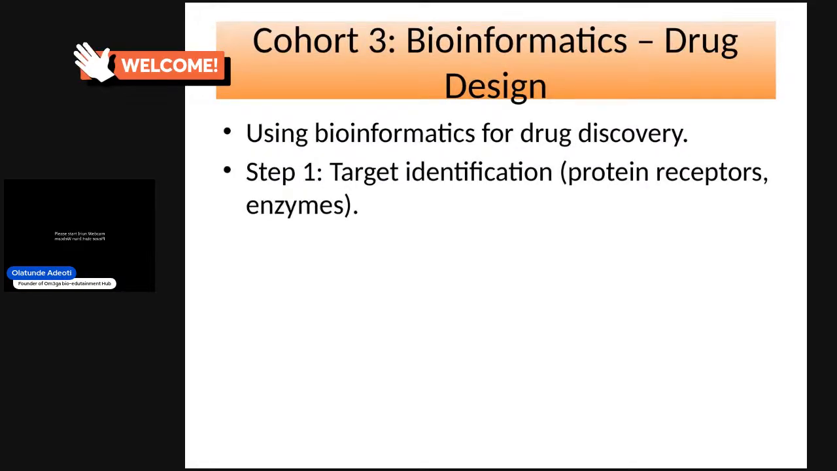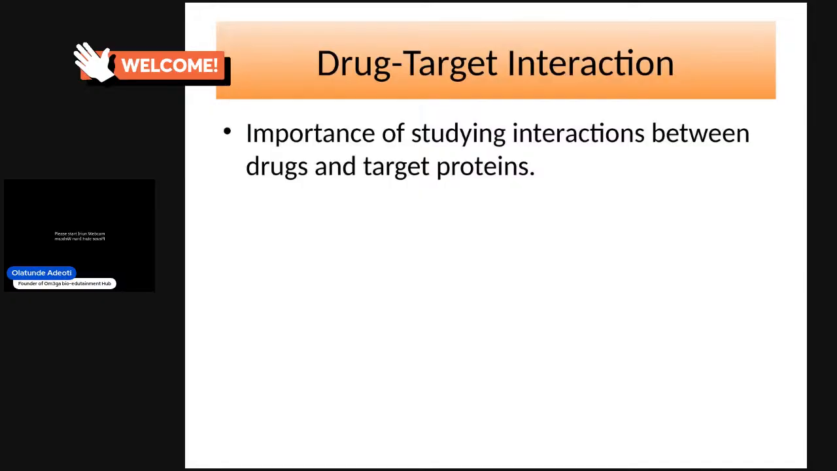Then cohort 3, that is bioinformatics for drug design, using bioinformatics for drug discovery. The first step is target identification, that is protein receptors and enzymes. So that's the first thing. The next one is drug-target interaction, which is very, very important: the importance of studying the interaction between the drug and the target protein. You need to learn what is called molecular docking. So we will do that.